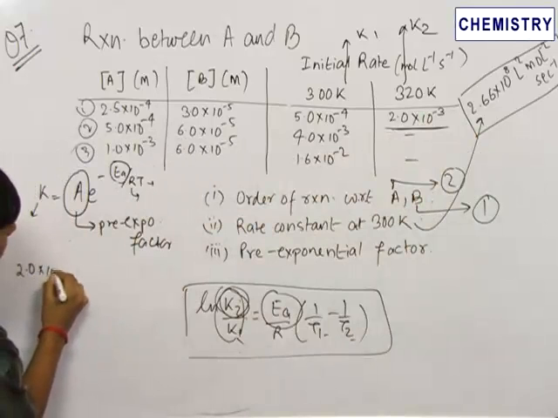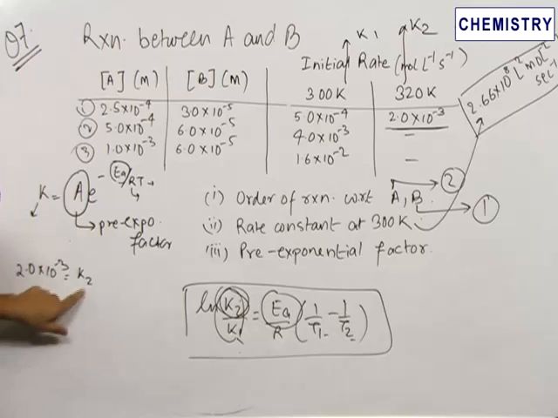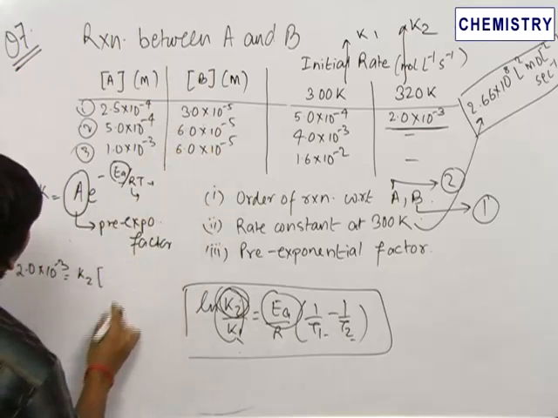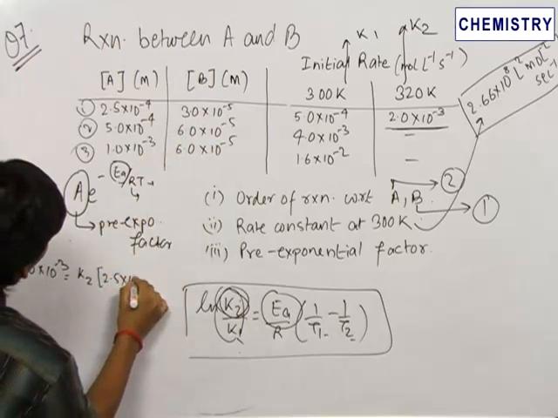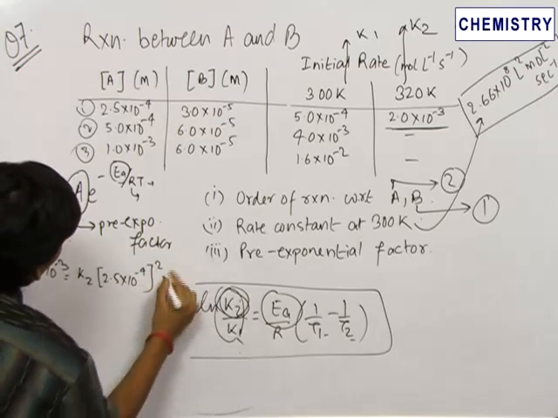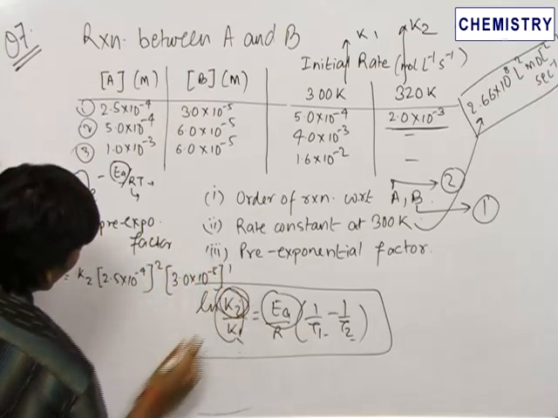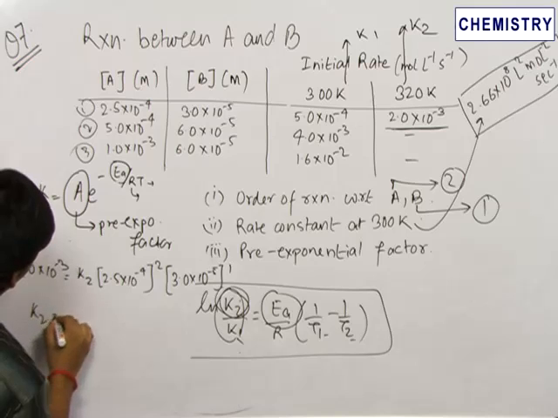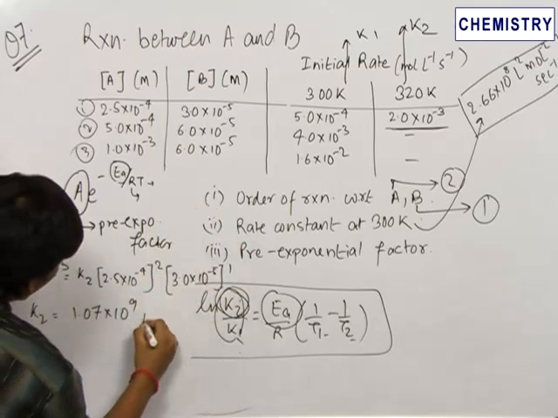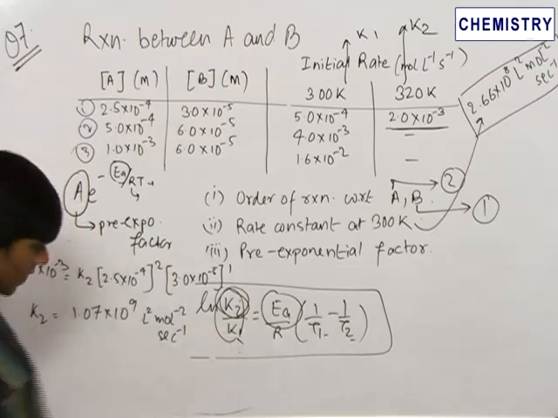2.0 into 10 raised to power minus 3 is the rate of reaction initially, is equal to K2, that is the rate constant at 320 Kelvin, into concentration of A to the power m, that is 2.5 into 10 raised to power minus 4 raised to the power 2 into 3.0 into 10 raised to power minus 5 to the power 1. On solving this, we get the value of K2 to be equal to 1.07 into 10 raised to power 9. Again the same unit, liter square mole minus 2 seconds inverse.